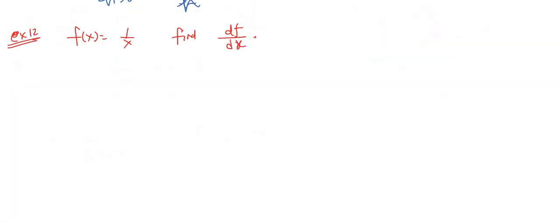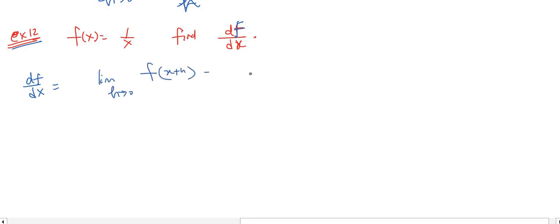Next question. This is example number 11. So we have to find df by dx by first principle. Okay. After a while we will learn few formulas as well, but by first principle df by dx will be limit h tending to 0, f of x plus h minus f of x by h. This is the basic formula, correct?